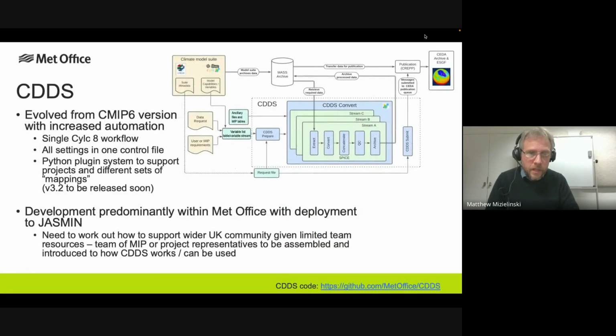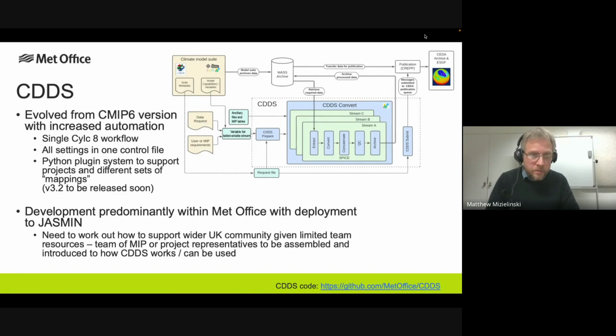Okay, changes to our data delivery processing. CMORDS. Those of you involved last time will remember a fairly manual process was used to run each of these stages ourselves. This is now simplified down to a single Cylc workflow. All the settings for this will go into one control file, the request file, plus a list of variables that you want to produce, which we can extract from the data request.